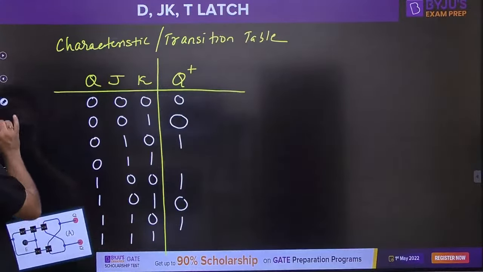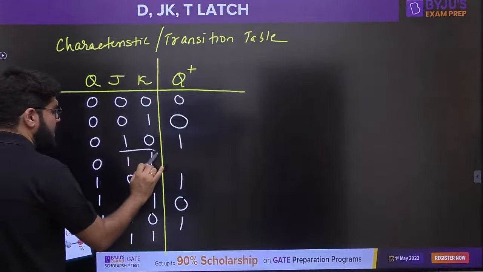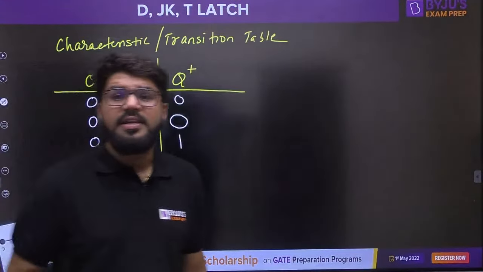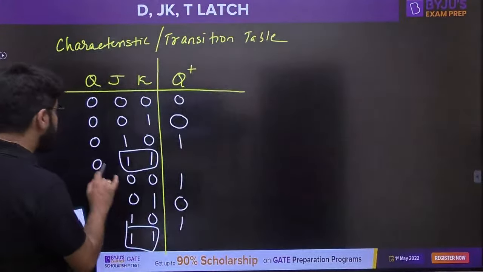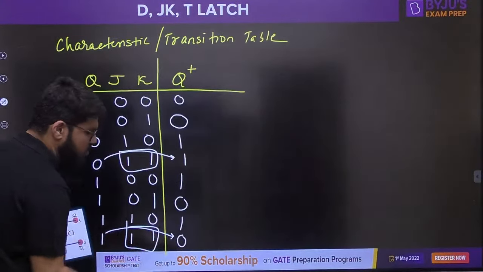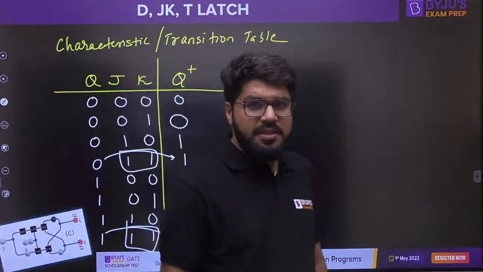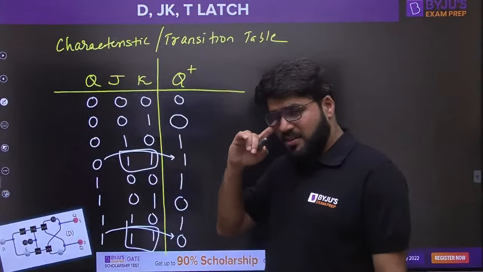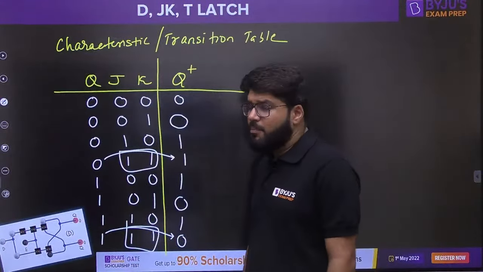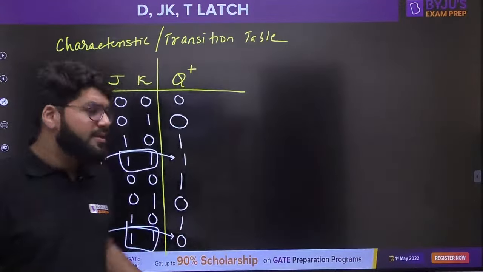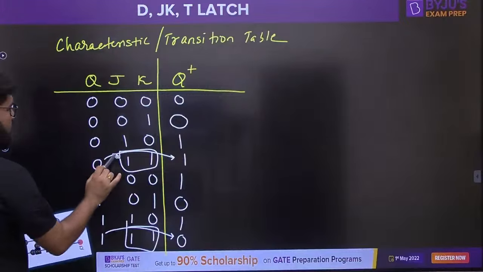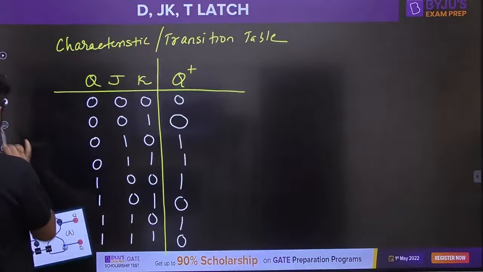Now, whenever J and K are both equal to 1, the device gets complemented. The device gets toggled. And what is the meaning of toggle? 0 will be converted to 1, and 1 will be converted to 0. For these combinations in the SR latch, we were writing the output as don't care. But now the output is not a don't care, it just gets complemented. 0 becomes 1, 1 becomes 0.